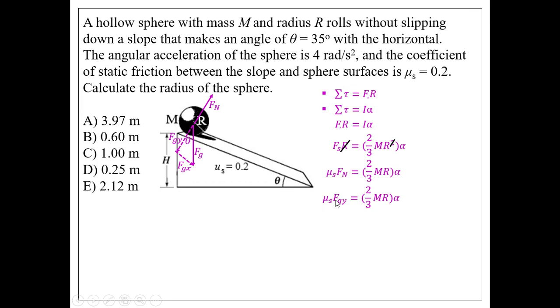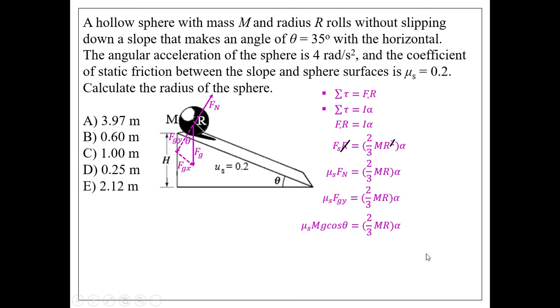So f_n here is just f_g y, and f_g y is simply the adjacent leg for this particular F_g. F_g y touches theta here, and that is the adjacent side. So I'm just going to go ahead and say f_g y is mg cosine theta. Mg comes from the fact that this is F_g. Once again, F_g is just mg, and it's the adjacent leg, so it's cosine theta.